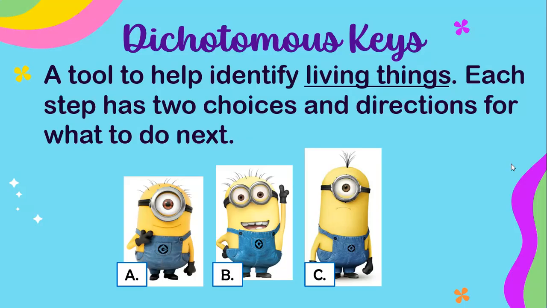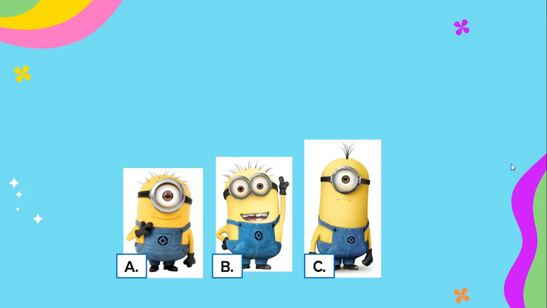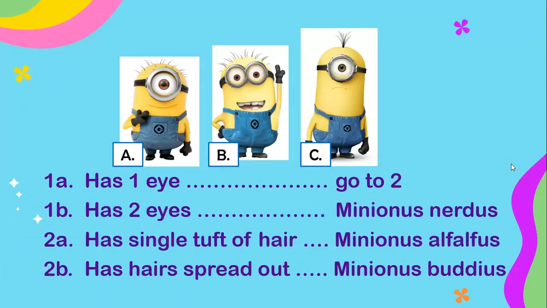It's a series of questions where each will have two choices, and then depending on the choice, a direction for what to do next. So if we were to use a dichotomous key for some fictional characters like the minions here, a dichotomous key would have questions.